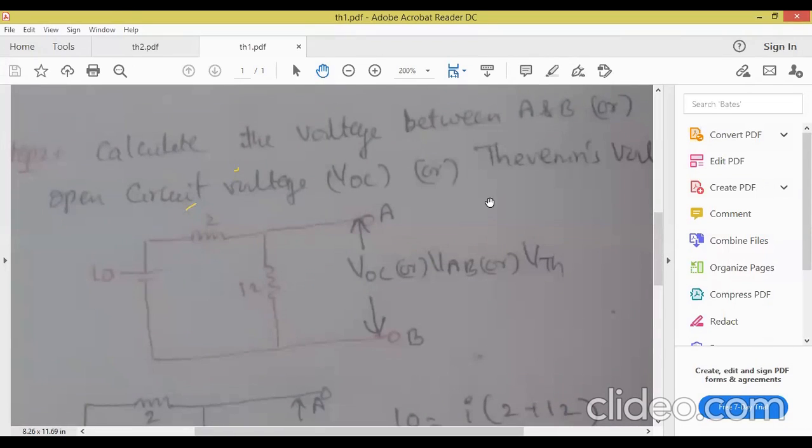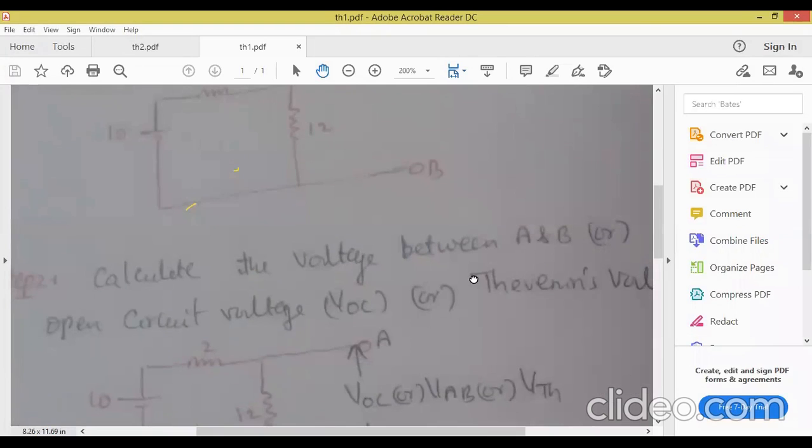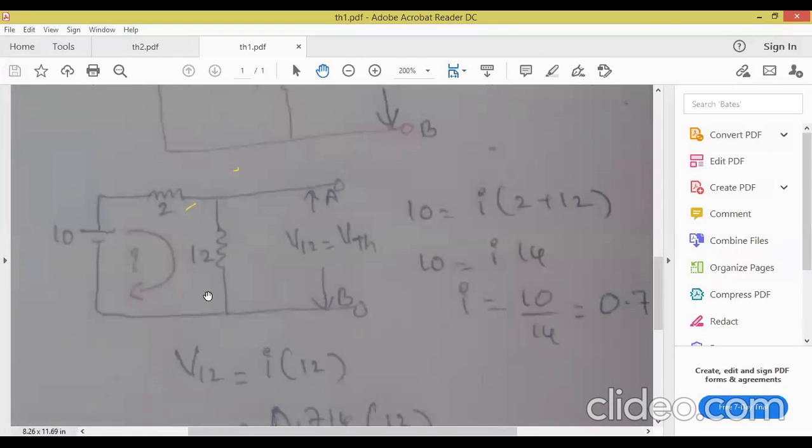So what is the statement? Anybody can tell me? Thevenin's theorem, what is the statement? Any linear bilateral network, or in simple manner, any network which contains a number of voltage sources or current sources, or a combination of both voltage source and current source, can be replaced by a single voltage source and a single resistor. So what is that voltage source now? We have calculated Thevenin's voltage. So any circuit can be converted into a simple voltage source and a simple resistor.